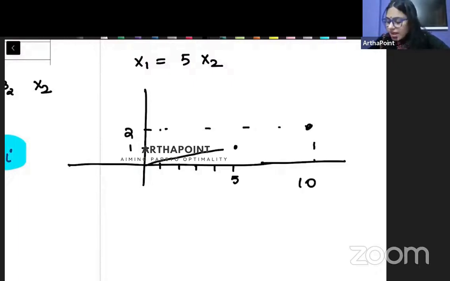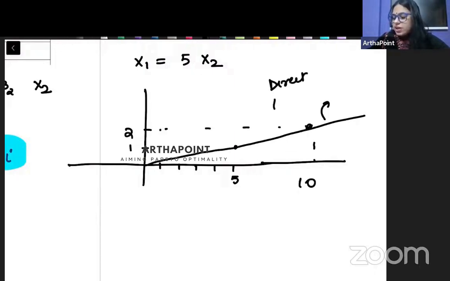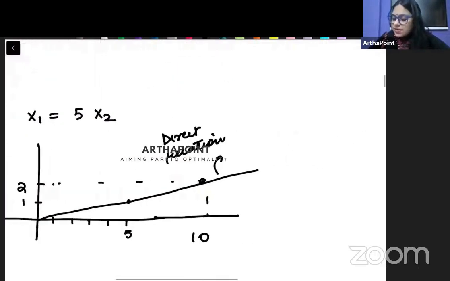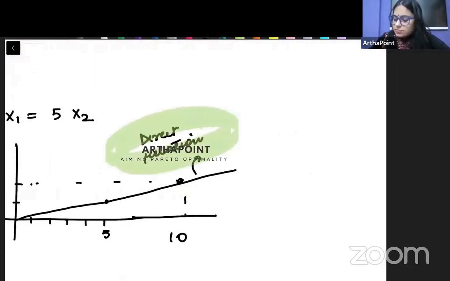So this is a direct relation. This is a direct relation. So this is perfect multicollinearity. Perfect multicollinearity.